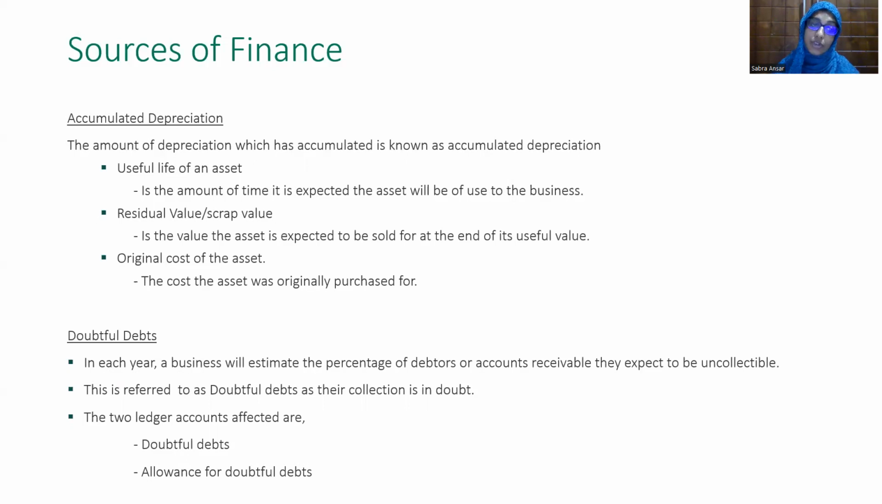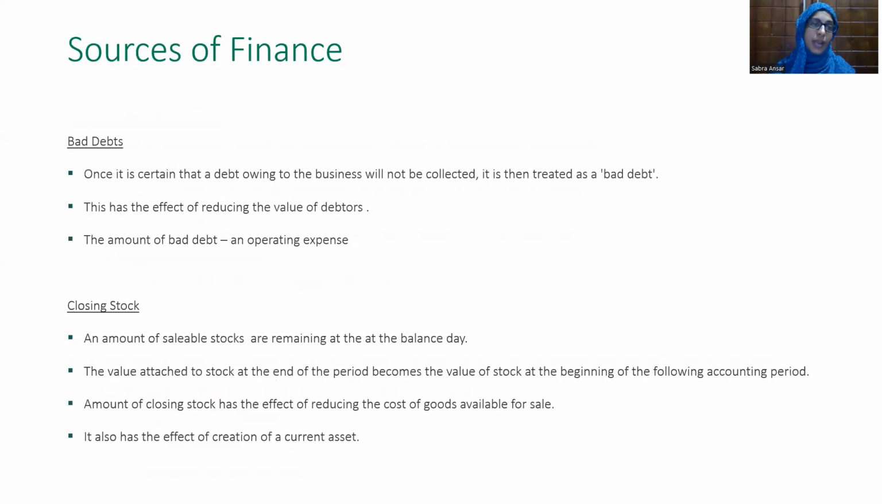So what is doubtful debt? This is the debt where the business has a percentage of debtors from whom we need to receive payment, which is supposed to be received. However, if they are not going to pay us back, we will include doubtful debts. So the company keeps an allowance for doubtful debts just in case the debtors don't pay them back. Bad debts is when they actually don't pay.